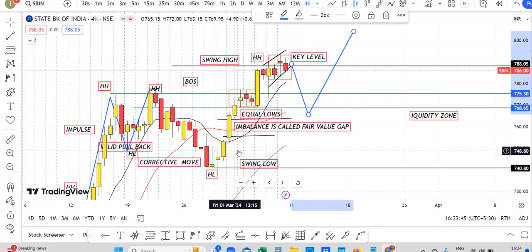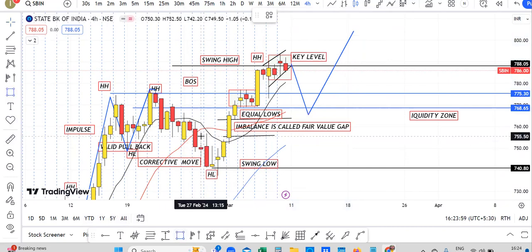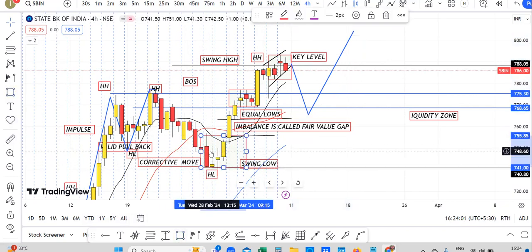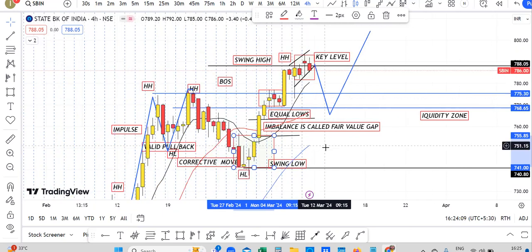Usually order blocks are identified as the last red candle where this candle has been trapped by the buyers. So this is an order block. This is a buy order block. This is a buy order block. And if the market starts selling off from this area, we will identify it as a sell order block.